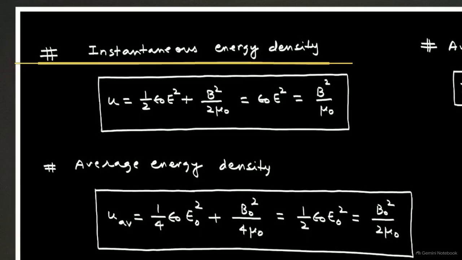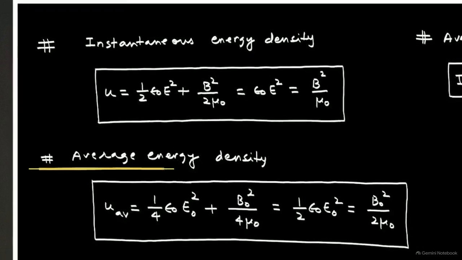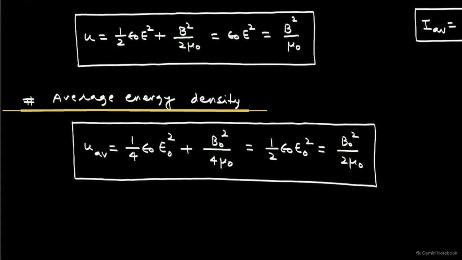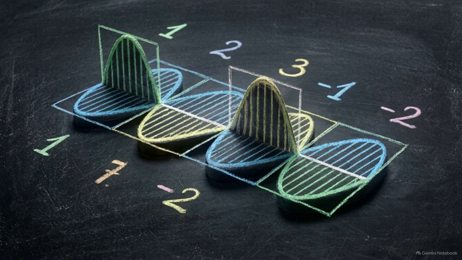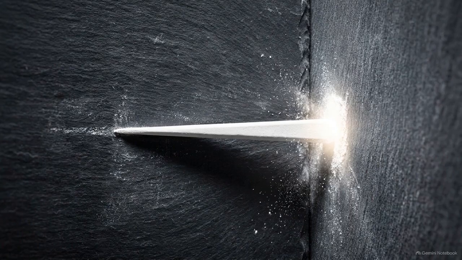This reveals instantaneous energy density at any specific microsecond. To find the average energy density over a full cycle, we use peak amplitude variables. Finally, multiplying this average density by the speed of light gives the wave's average intensity, or total brightness. The elegant symmetry of the wave ensures that its raw power can be accurately quantified, allowing us to predict the exact intensity of light hitting any given surface.